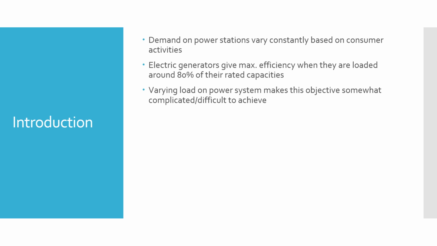So varying load on the power system makes this objective difficult to achieve. Obviously, your load is constantly varying, and you have to constantly vary the output from these generators. On the other hand, you also want to operate them near 80% of the rated capacity. So this objective of operating generators at their maximum efficiency point becomes somewhat complicated when varying load is involved.